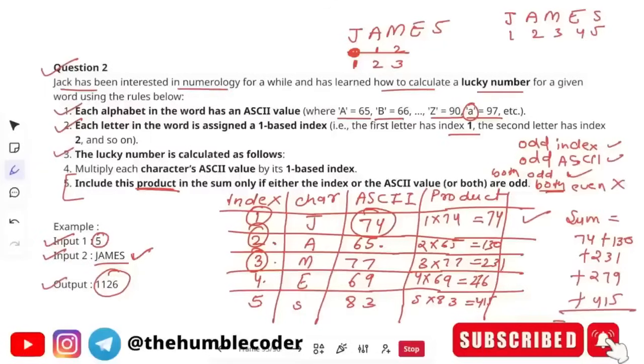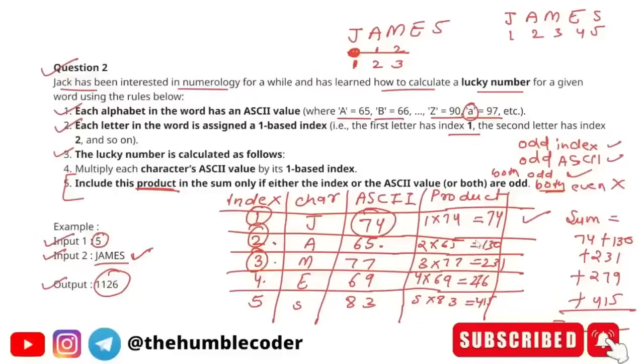So guys, see, in this example that we have taken, there was no product which we have eliminated, because in all the cases, either one of the values was odd, right? So we have taken all the product values. But that's what I'm saying, you have to be very careful.